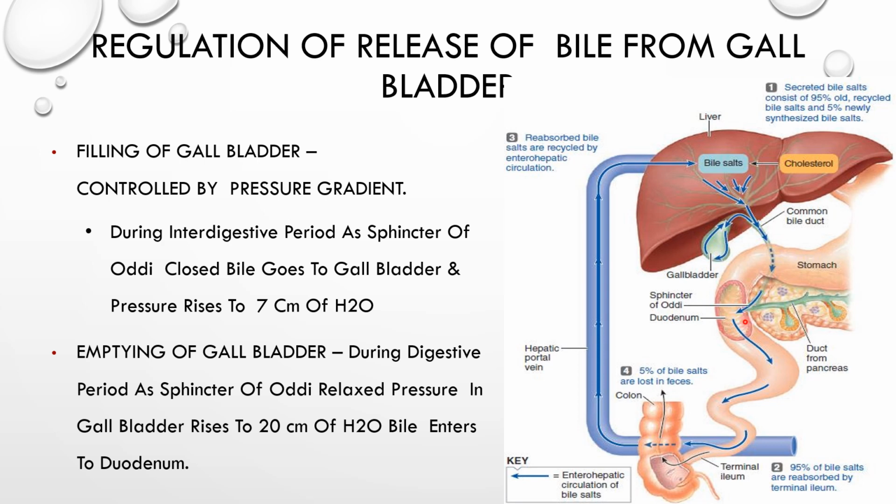So the sphincter of Oddi receives a signal and it gets relaxed. The pressure in the gallbladder rises to 20 centimeters of water. From there it also gets contracted and the bile enters the bile duct, common bile duct, and it reaches the duodenum as the sphincter of Oddi is open.